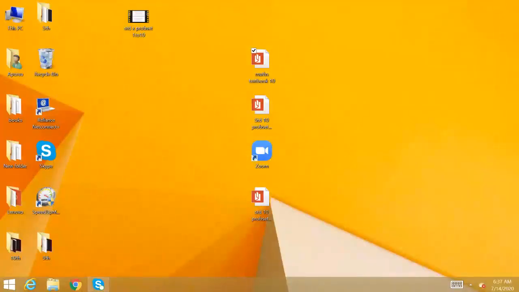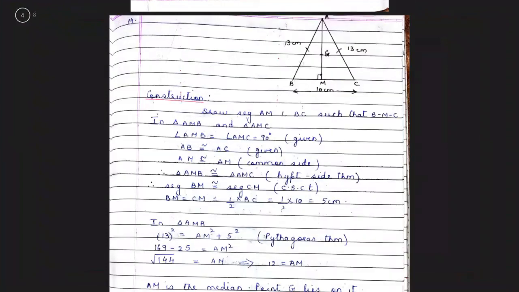Okay. Now, what is a centroid? A centroid is a point where all the medians of a triangle will meet. There is a property which we have learned about the centroid, that the centroid divides the medians in the ratio 2:3. So I have a triangle ABC. AB and AC are 13 centimeters each. BC is 10 centimeters. We have drawn AM, which is the median. It meets the centroid at the point G. So AG is to GM is 2:3.